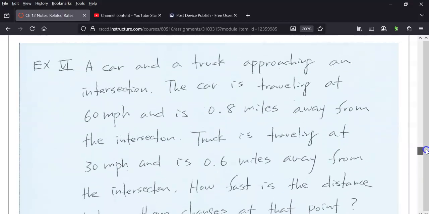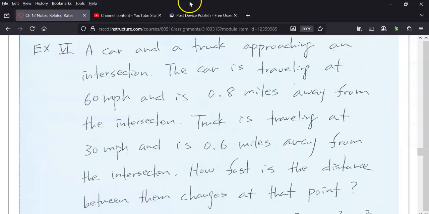Okay. Now, our last question here deals with a car and a truck approaching an intersection. The car is traveling at 60 miles per hour and is 0.8 miles away from the intersection, while the truck is traveling at a slower rate of 30 miles per hour and is 0.6 miles away from the intersection. How fast is the distance between them changing at that point?